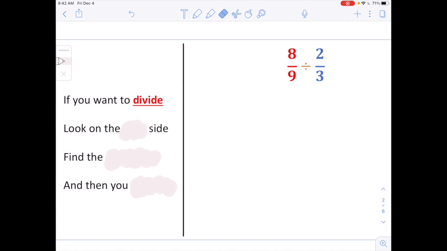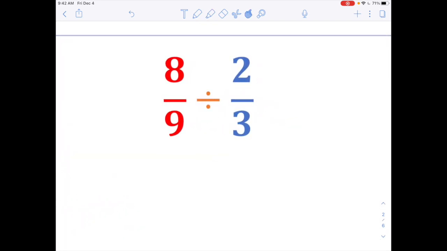Then the next part says, look on the right side. So now I've got two fractions here. I need to know which one is on the left and which one is on the right. If you're right-handed, it's a little bit easier, all right? I just take my right hand and I see that it is on the right side of my body. I don't know. This is my right.